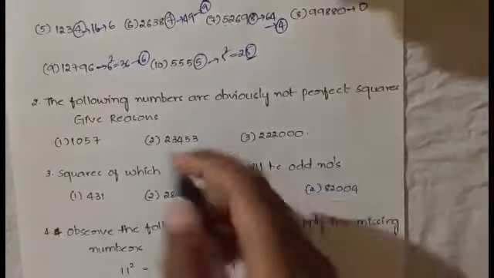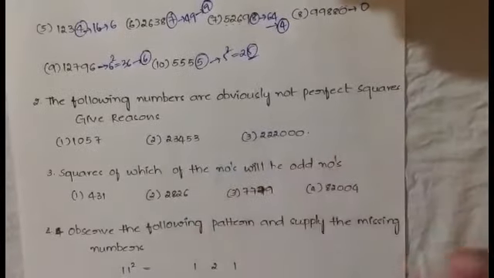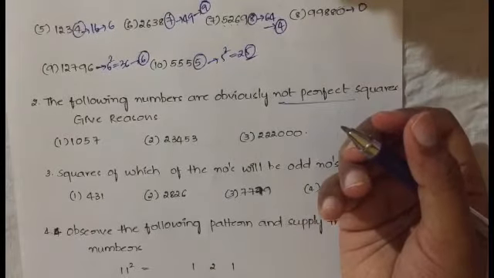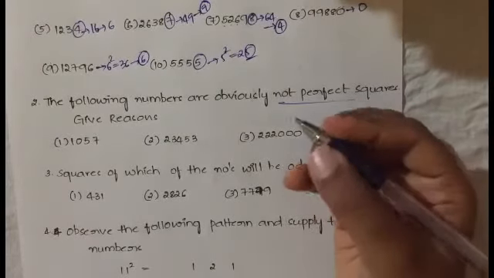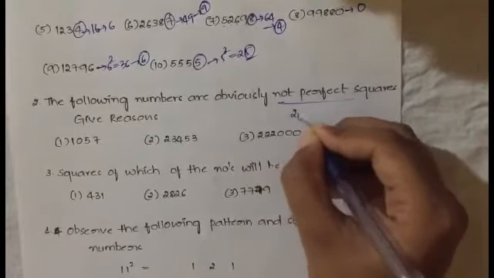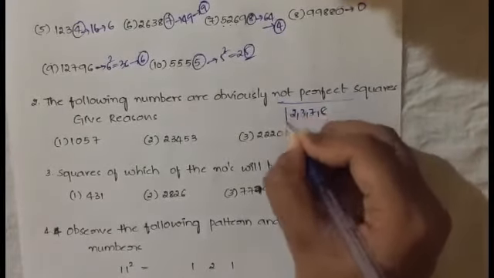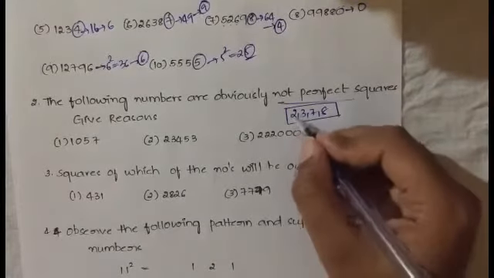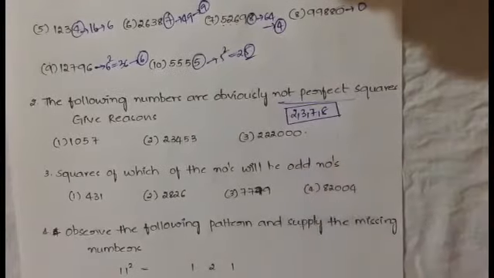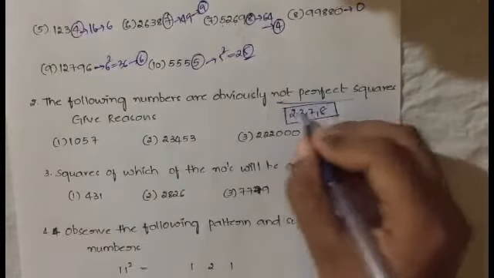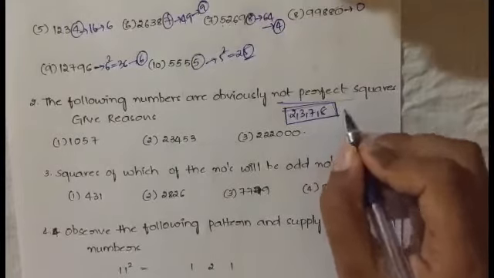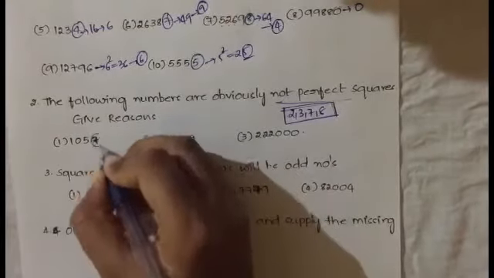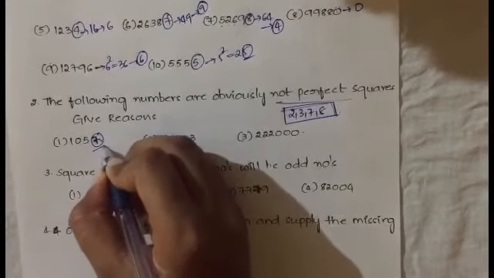Okay, the next thing, the following numbers are obviously not perfect squares. He himself gave that they are not perfect squares, and he is asking you to give the reason. Why? Because I already told you in the previous video, the numbers which end with 2, 3, 7, 8, these 4 digits can never be perfect squares. Okay, numbers ending with 2, 3, 7, 8 can never be perfect squares. So here you have 7 in the units digit, so it can never be a perfect square because it has 7 in the units digit.